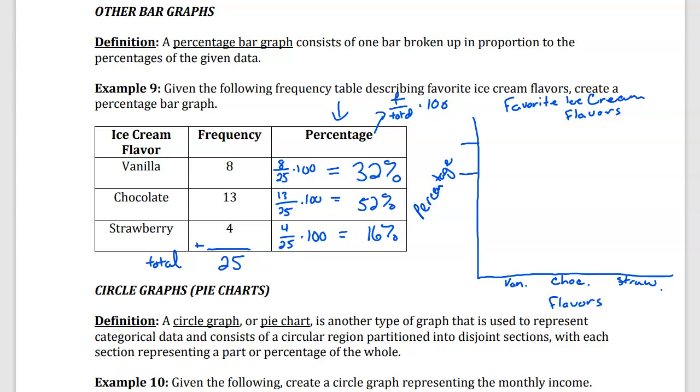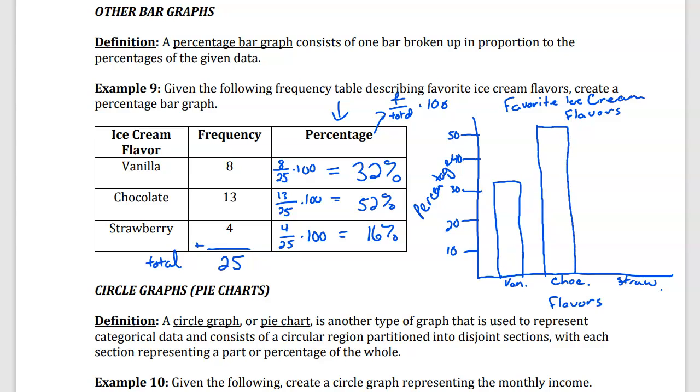Actually, let me go back and make this a little bit better. So here's 10, 20, 30, 40, and there's 50%. Vanilla goes up to 32%, so that's approximately here. And I'm going to draw a bar over vanilla. Chocolate is actually up to 52, so it's a little over 50. And I'm going to draw a bar over chocolate. And strawberry is down here at 16%. And so we get something like this.